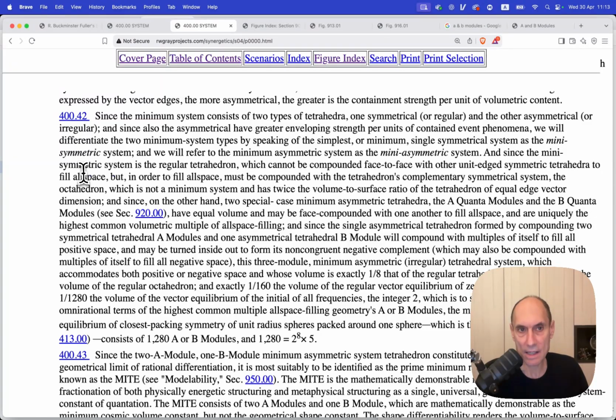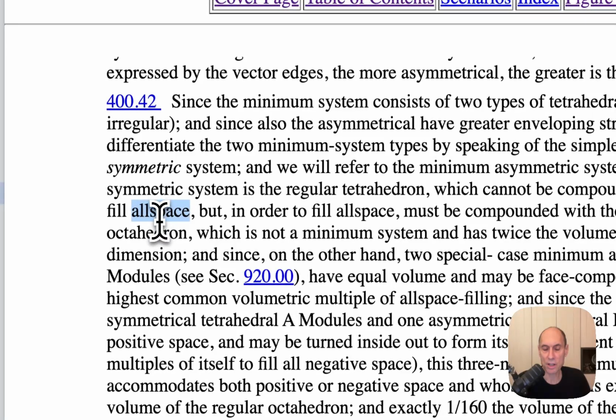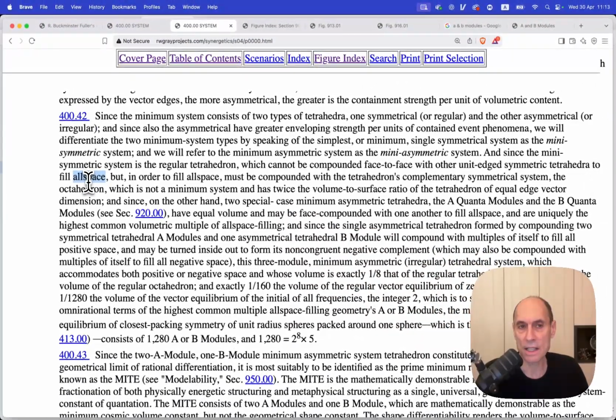And since the mini-symmetric system is the regular tetrahedron, which cannot be compounded face-to-face with other unit-edged symmetric tetrahedra to fill all space, again, we'll discuss this at great length in future, but the idea here is a shape like the cube can fill all space, meaning if you can stack as many cubes as you wish upward and then away from you and then right and left, that is what we all know as height, width, and length. It will fill all space, meaning you can go as far as you want. You can measure as far as you want. We literally measure the entire universe in cubic meters.